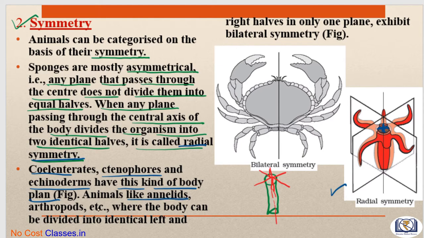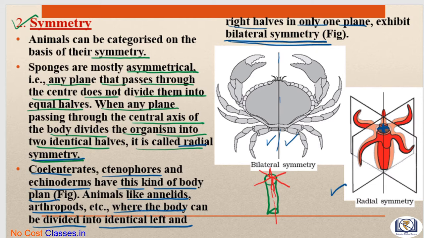The animals like annelids and arthropods, where the body can be divided into identical left and right halves only in one plane, exhibit bilateral symmetry, like this. If I cut this organism along this axis, then by this plane I can divide it into two equal halves. Any other plane will not give two equal halves. This kind of symmetry is called bilateral symmetry. Any organism that can be cut into two equal left and right halves, as we are, has bilateral symmetry.